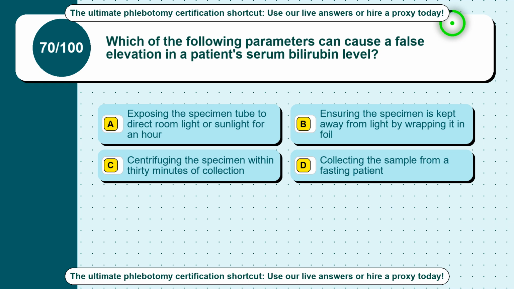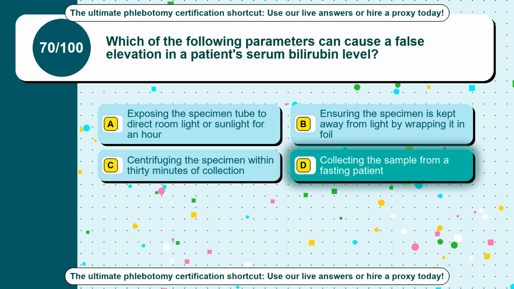Question 70. Which of the following parameters can cause a false elevation in a patient's serum bilirubin level? Option A. Exposing the specimen tube to direct room light or sunlight for an hour. Option B. Ensuring the specimen is kept away from light by wrapping it in foil. Option C. Centrifuging the specimen within 30 minutes of collection. Option D. Collecting the sample from a fasting patient.